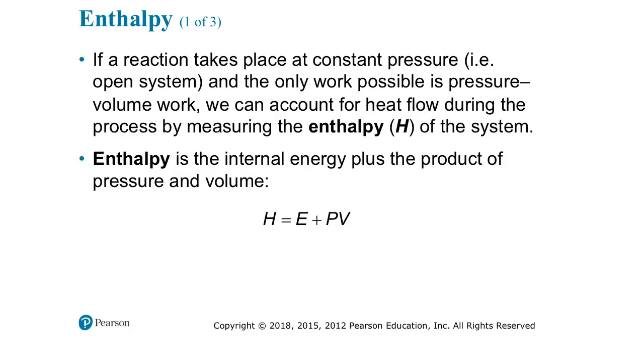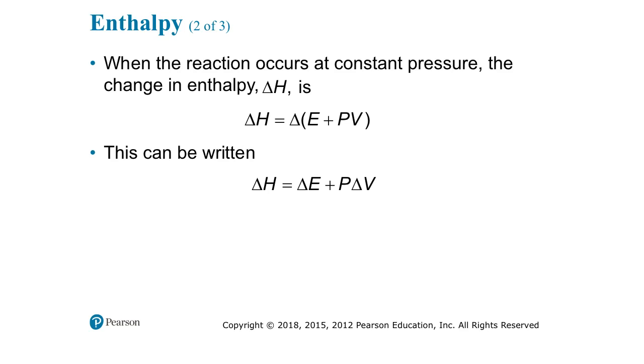So enthalpy here, if a reaction takes place at constant pressure, i.e. in an open container, and the only work possible is this pressure volume work, we can account for heat flow during the process by measuring the enthalpy or just relating the enthalpy of the system. This is a quick derivation again to show this. I don't know if this is necessarily the most useful thing to see again, but enthalpy is just defined as the internal energy plus the PV, the pressure and the volume of the say gas. And so then if you talk about a reaction occurring where you can think of the change in enthalpy, the delta H, and then you could write the delta of both sides.